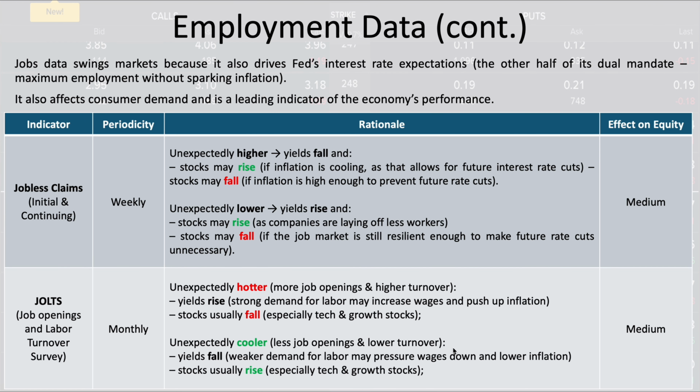If it comes in unexpectedly cooler, that means that the job market is a little bit more stagnant, less dynamic, so yields tend to fall, because the pressure on wages to go up is non-existent. If anything, the pressure is for wages to come down. That tends to lower inflation, and interest rates may become lower in the future. And on the flip side, stocks usually rise because of that specific reason. And so that is it for employment data.